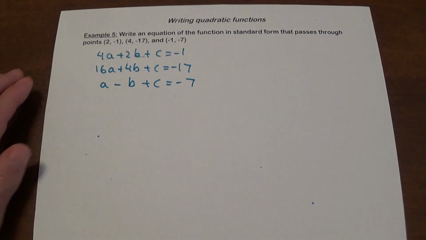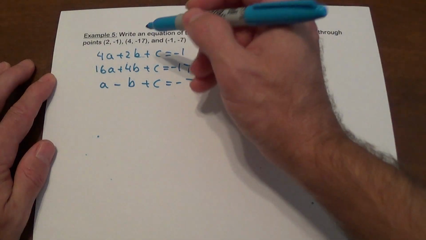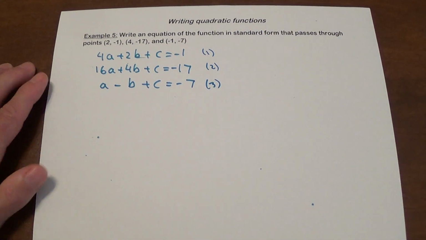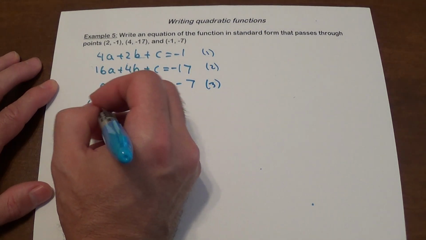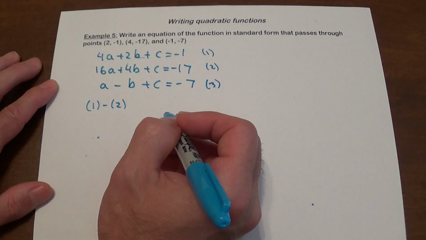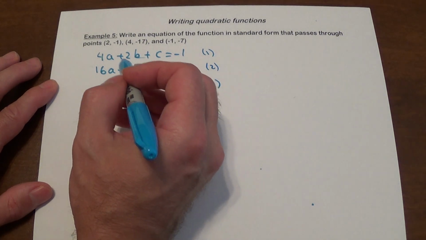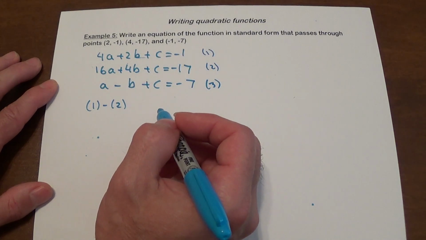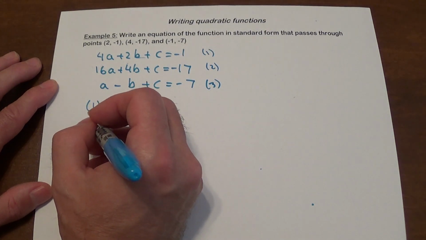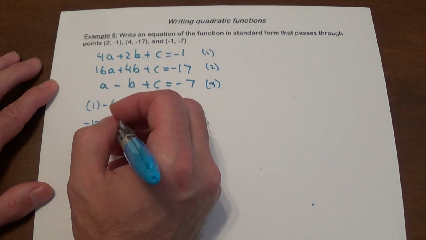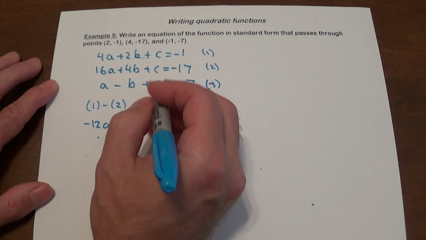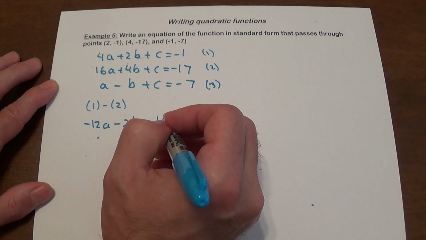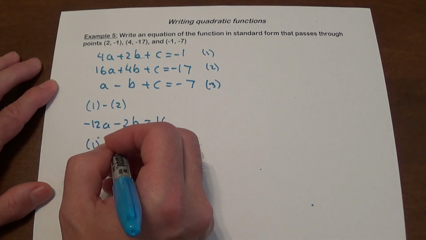You can do the same thing. If I number them again, you can do the first minus the second. So here we're just trying to eliminate c since c has a coefficient of 1 in each one. So it's going to be negative 12a, 2b minus 4b will give you minus 2b, c cancels, 1 minus negative 17 will give you 16, and then you can do 1 minus 3.